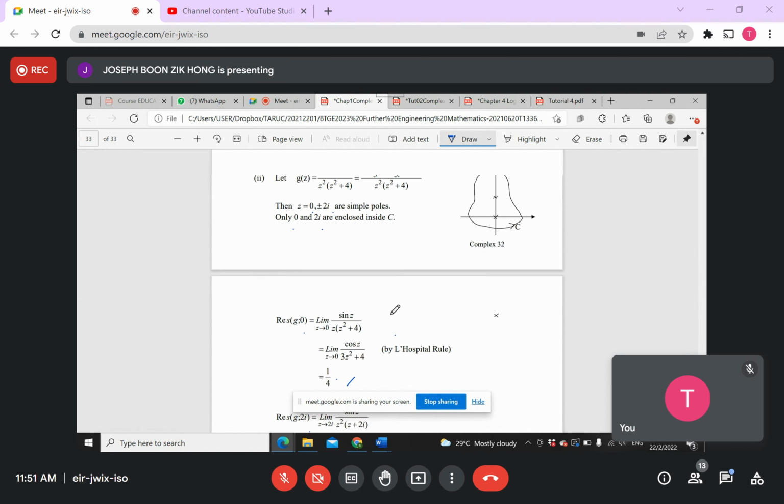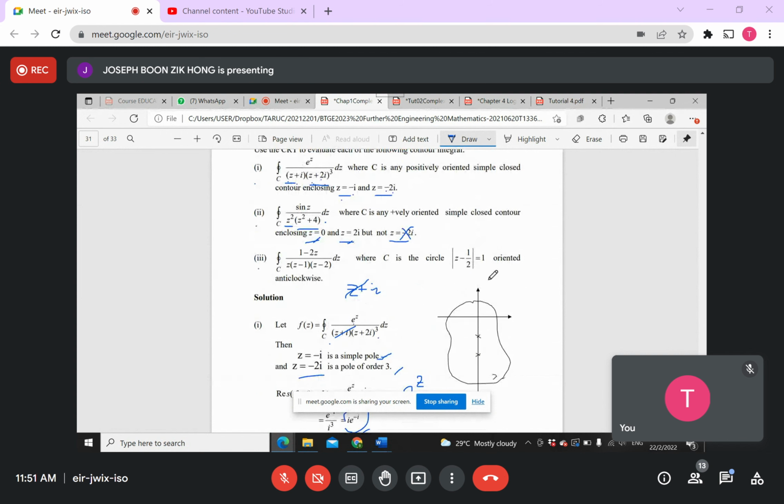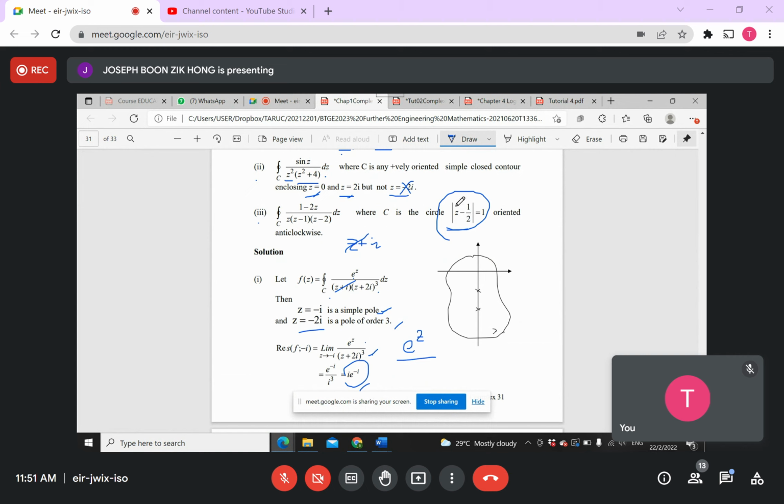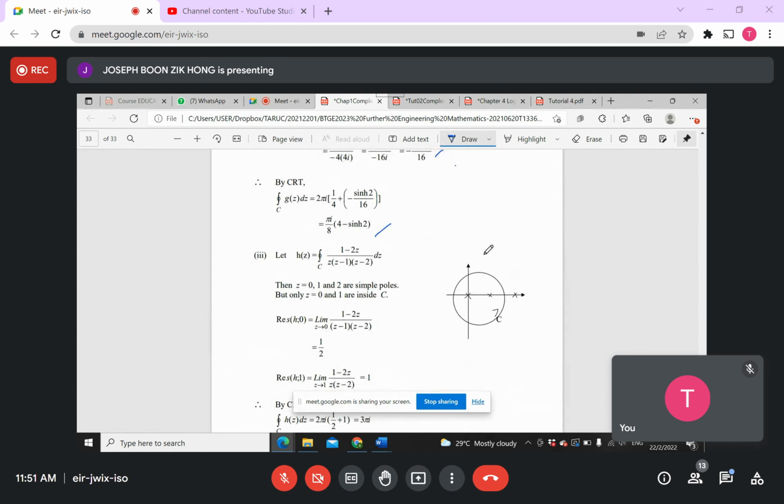And then for the third case, they do not mention which poles are inside and which are outside. They just give us a circle: the modulus of z minus half equal to 1. What does this mean? This is a circle. So how does this circle look? It will be something like this.